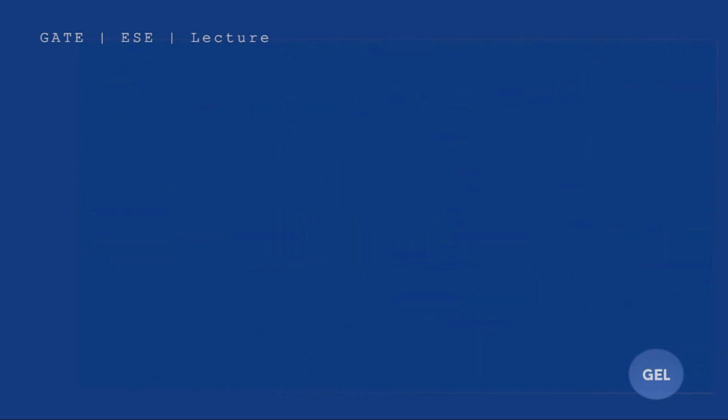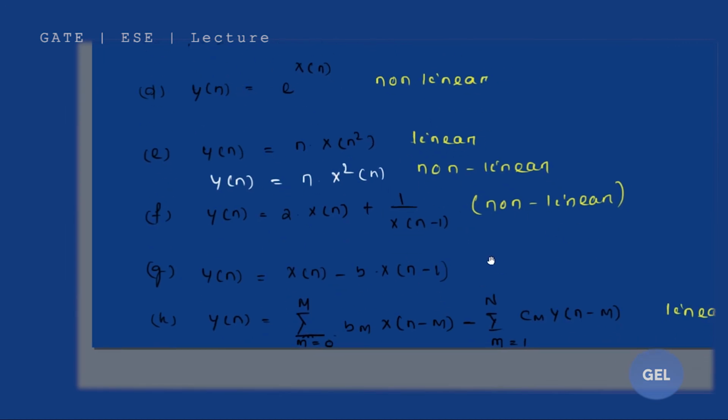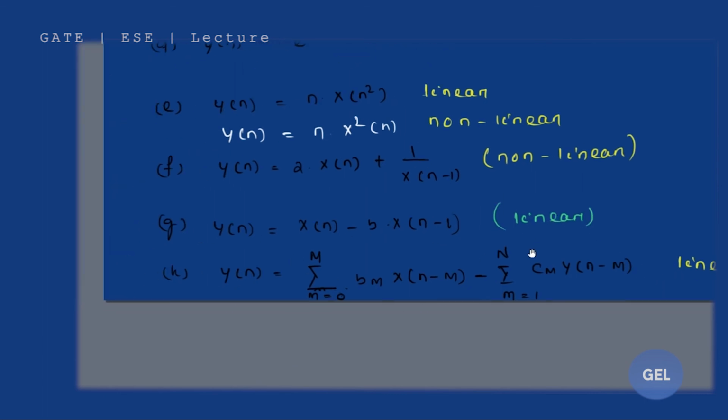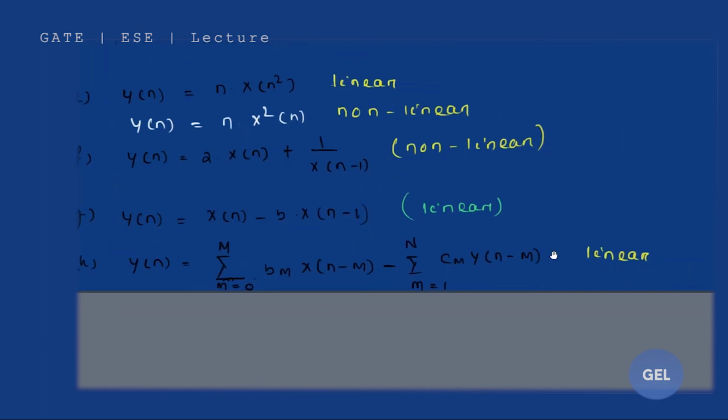Okay, please go through all of these examples. This is very important. Please remember, this came out to be linear. Please remember, if you are given this kind of function, it will be linear.